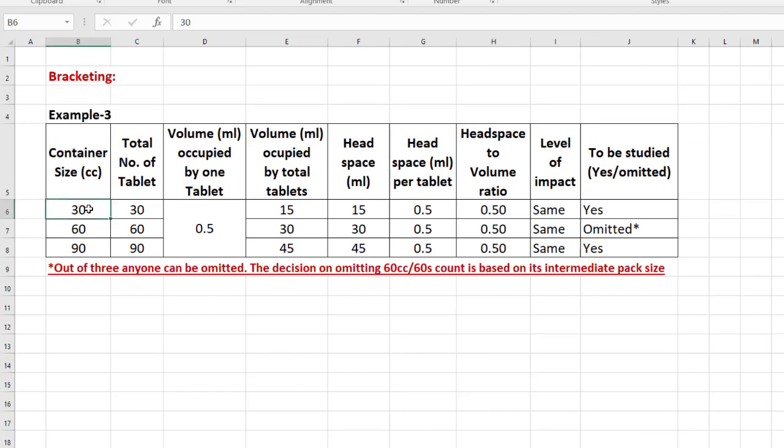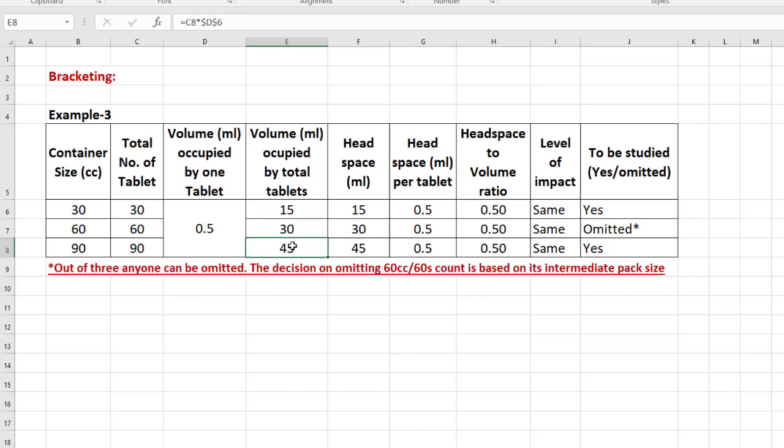Both container size and fill are changing. 30 cc container, 30 tablets; 60 cc container, 60 tablets; 90 cc container, 90 tablets. The volume occupied per tablet is 0.5 ml. So calculate the volume occupied by the total number of tablets. It is 15 ml in case of 30 cc, 30 ml in case of 60 cc, and 45 ml in case of 90 cc.